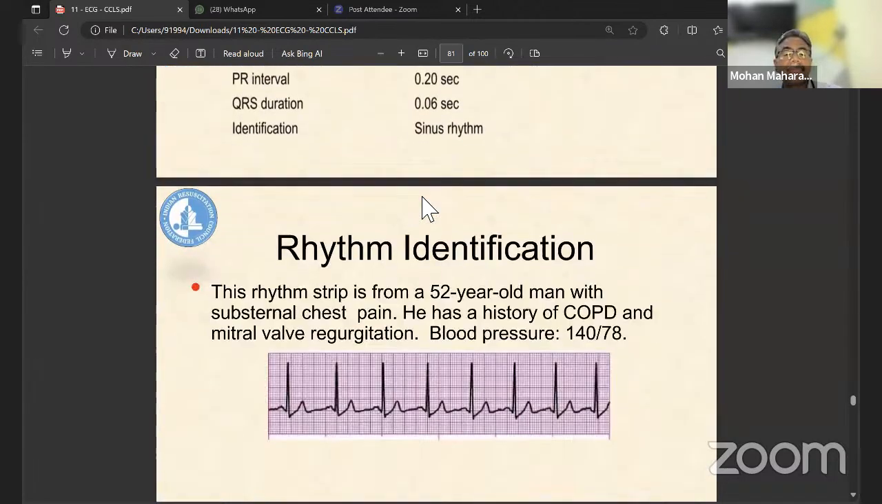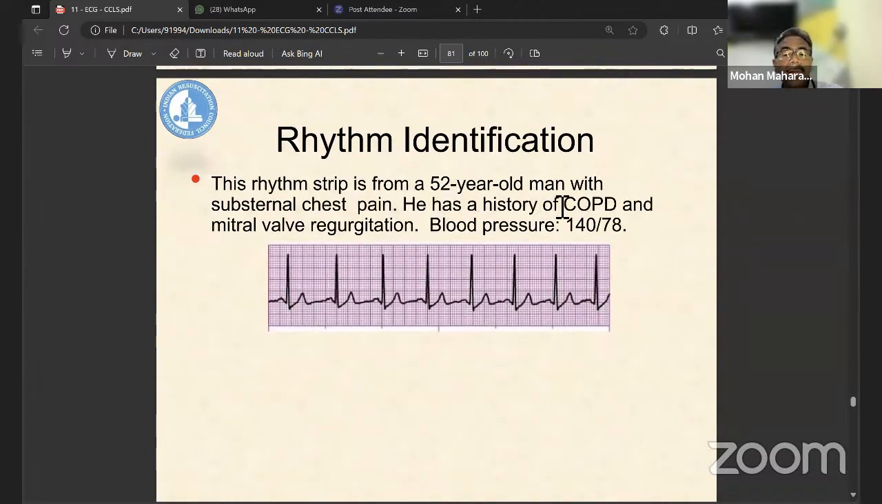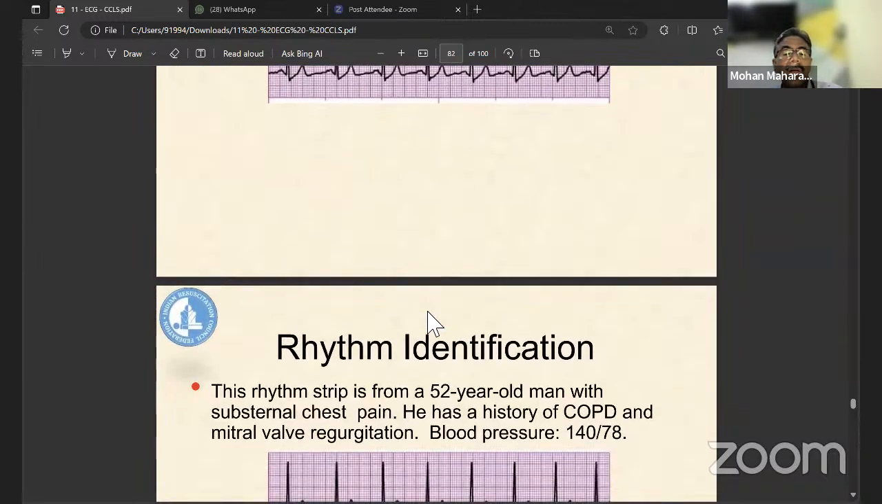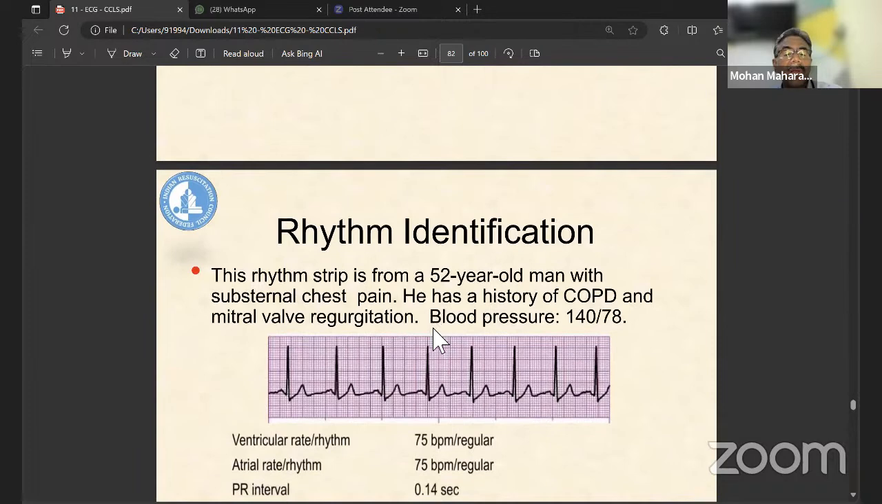Now a 52 years old man, I don't think we call it 52 years old, 52 years young, a young man with a substernal chest pain. He has a history of COPD and a mitral valve regurgitation, and BP is 140 systolic by 78 diastolic. Please look at it. Look at the P wave, QRS, and regularity of the RR interval. Look at the P intervals and the PR distances. And now look at it, what is happening here.